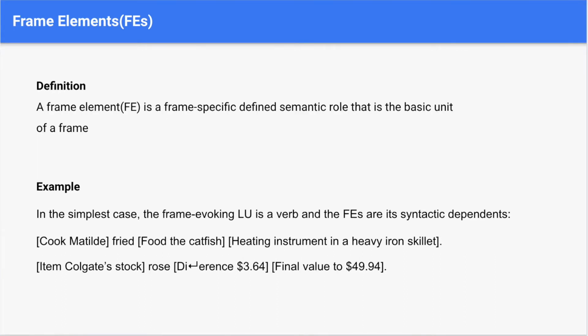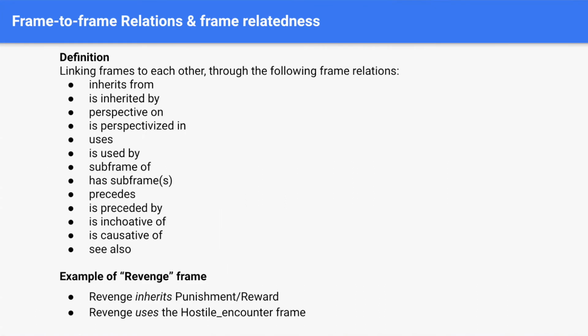And for frame elements, a frame element is a frame-specific defined semantic role that is the basic unit of a frame. Frame-to-frame relations, by definition, link frames to each other through the following frame relations. In the example of the Revenge frame, Revenge enhances the Punishment_reward frame, and the Revenge frame uses the Hostile_encounter frame.